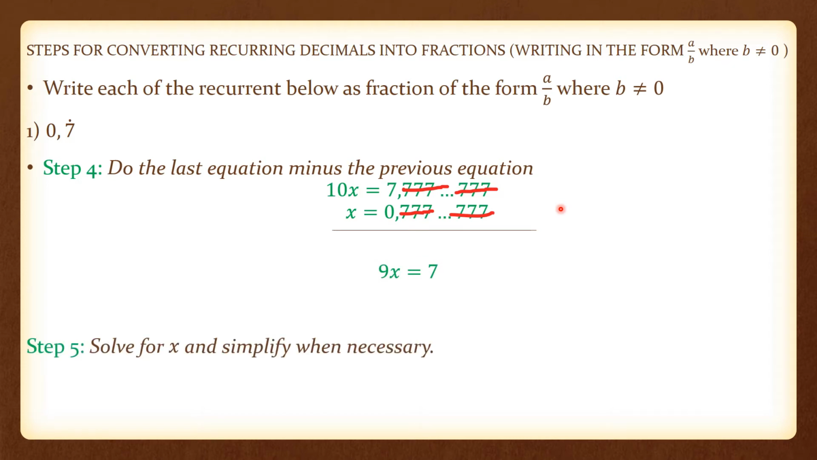Step 5, solve for x and simplify when necessary. To solve for x, we divide both sides by 9. You divide by 9, you divide by 9, because 9 over 9 cancels. Whatever you do on the left hand side, you do also on the right hand side to keep your equation balanced. So, voila, x equals 7 over 9.